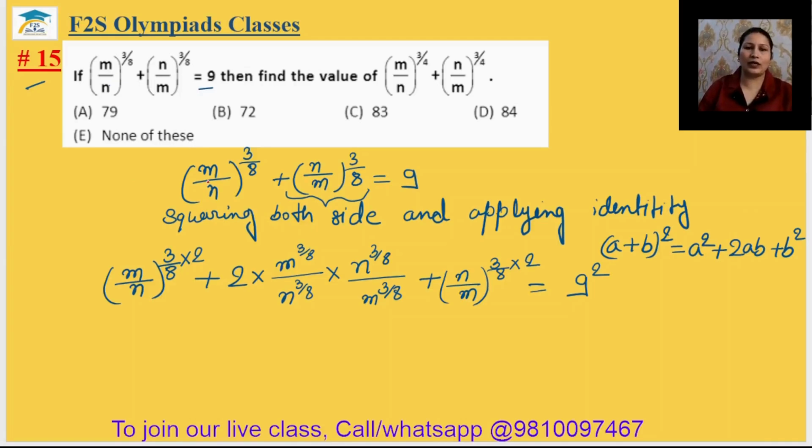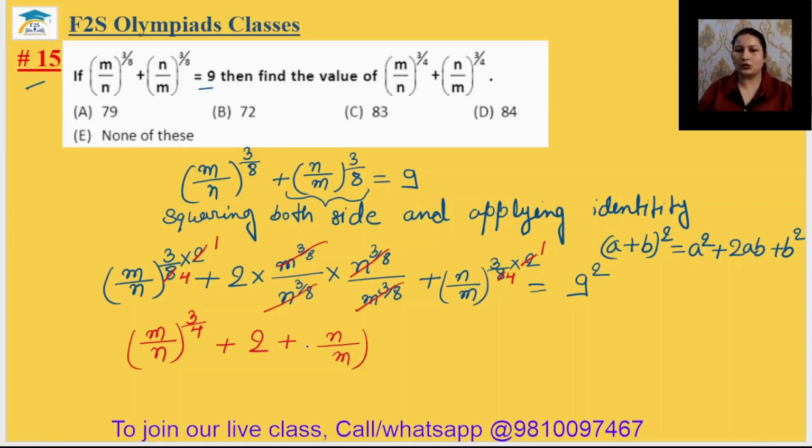So we can simplify here. 2 ones are 2, 2 fours are 8. Now m^(3/8) and m^(3/8) cancel out, and n^(3/8) and n^(3/8) cancel out. 2 ones are 2, 4 twos are 8. Now we are left with (m/n)^(3/4) + 2 + (n/m)^(3/4) equal to 9 multiplied by 9.